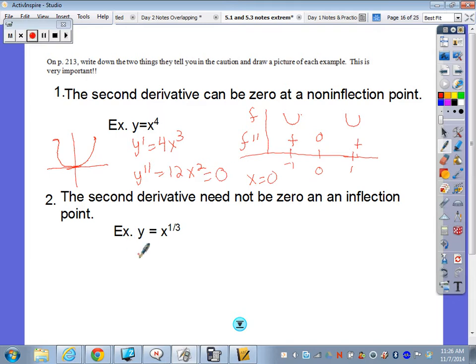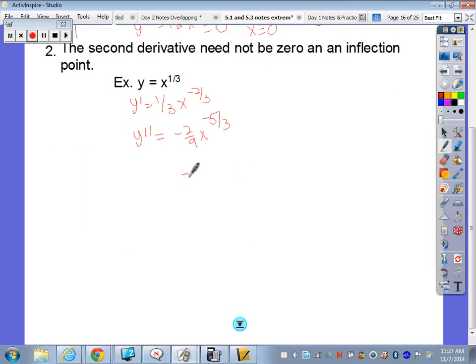For the second caution, the second derivative need not be 0 at an inflection point. It may be undefined. So again, if I take the derivative of this, I get 1/3 x to the -2/3. If I take the second derivative, I get -2/9 x, and if I subtract 1, I get to the -5/3. So we're going to check where this is 0 or undefined. If I rewrite this, it's -2/9 and then the cube root of x to the fifth.